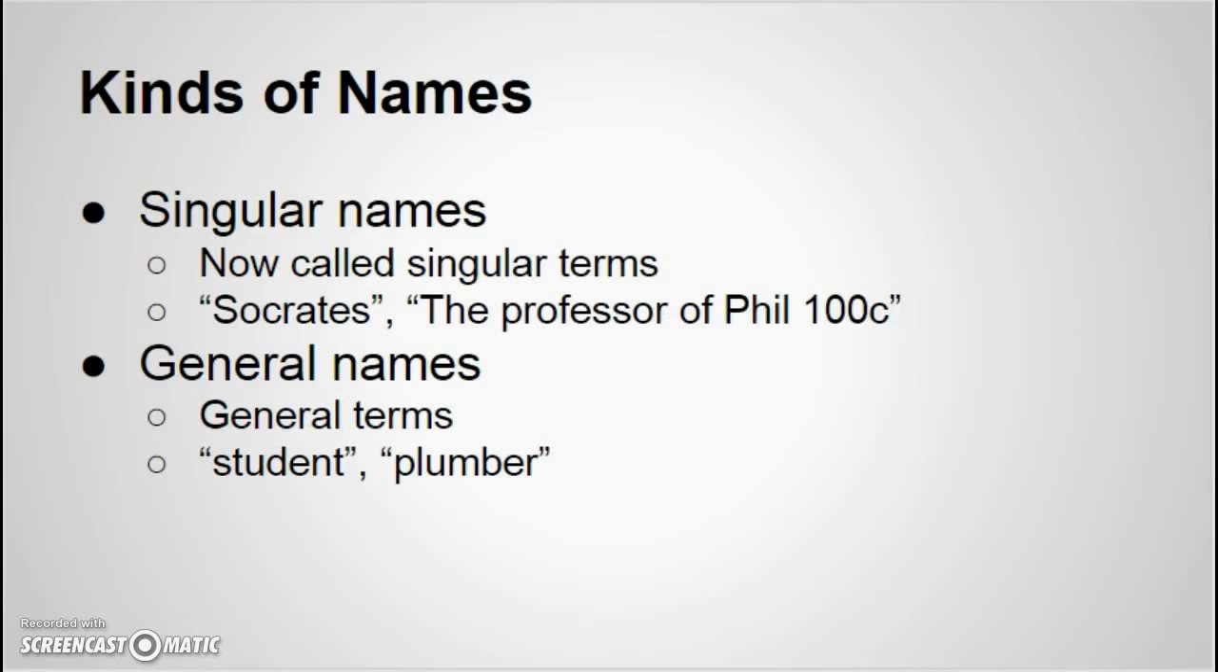Jumping right in, Mill distinguishes between different kinds of names, what we now call terms, and he distinguishes between singular and general names in his sort of famous article. We might think of singular names as names like Socrates or the professor of Phil 100C, and general names as terms like student or plumber.